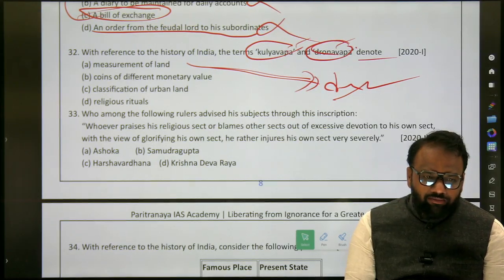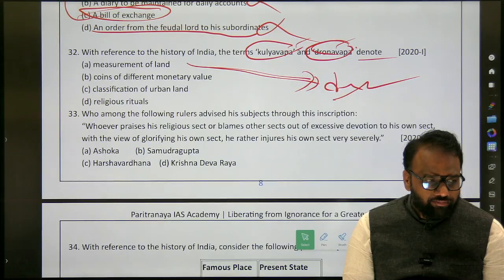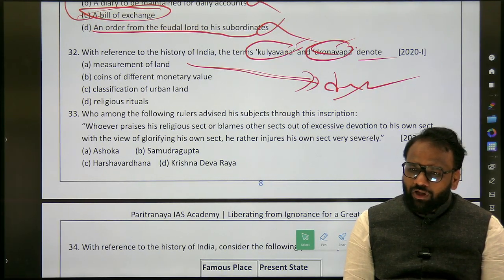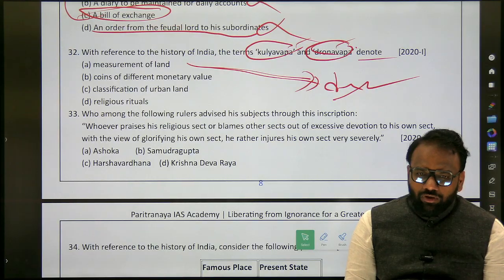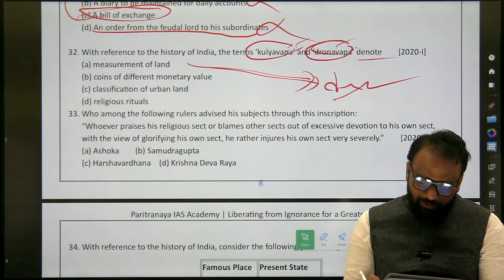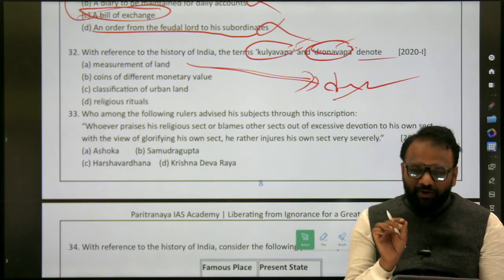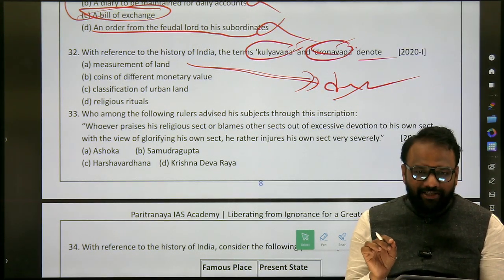What's the page number? 543. Gupta dynasty. Now what will you do? Similarly, you will take the other dynasties and the terms used with measurement of land. You will just memorize that list. Okay, you will memorize that list.